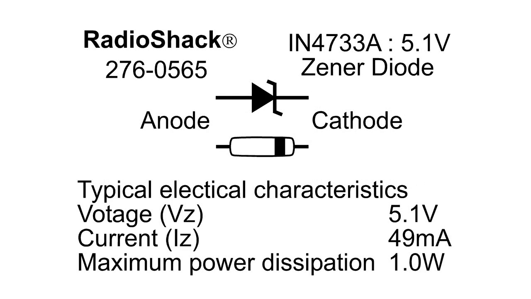I'm going to use this Zener diode in a simple circuit to show that a Zener diode will change its internal resistance, thus the current going through it, to keep, in this case, about 5 volts across the Zener diode.